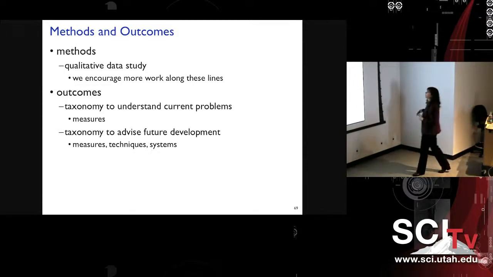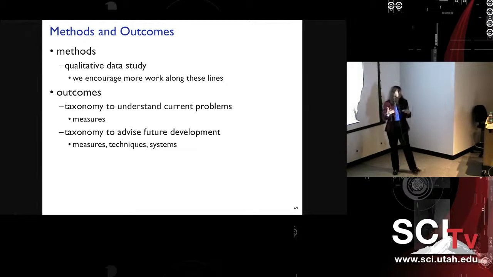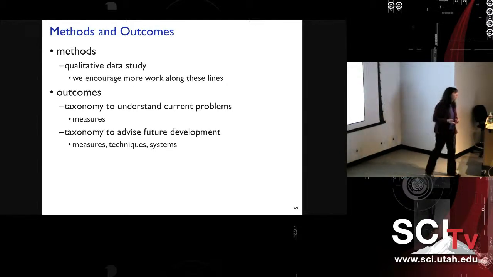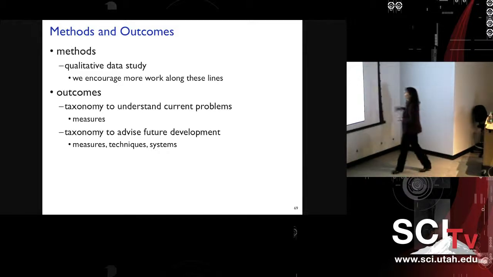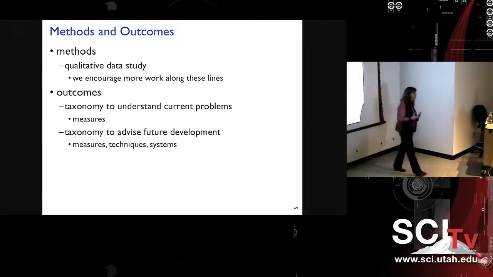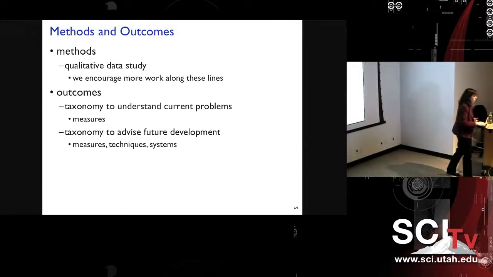In terms of outcomes, what we had was a taxonomy that we could use to understand some current problems, which were these previously proposed measures, and also to try to figure out what should we do more of in the future. And that's both for developing better measures and metrics, but also for some problems about techniques and systems. And there's more details about that in the paper.